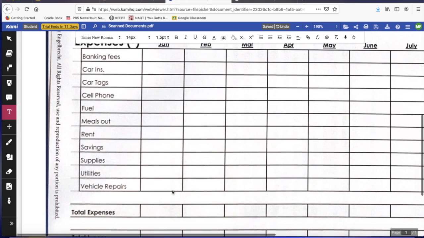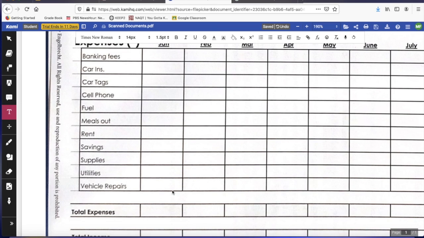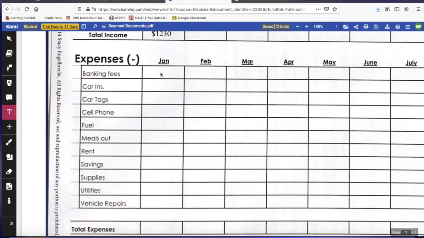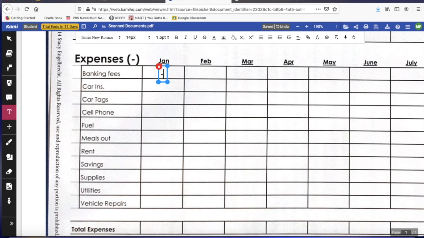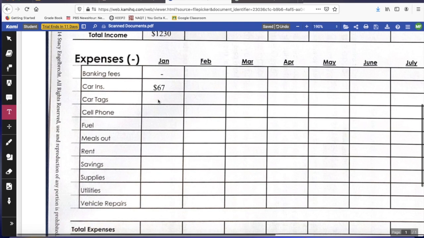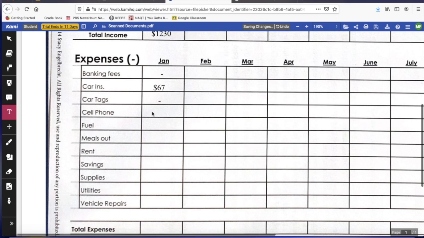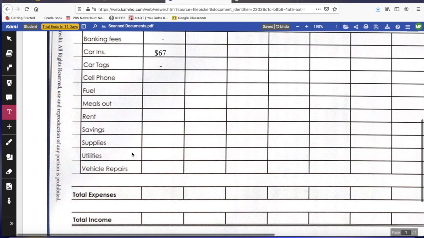So now you're going to go down to the expenses, and you're just going to fill in what he spent his money on. So it looks like he didn't have any banking fees because we didn't talk about that yet. He did have car insurance, so you need to account for that for $67. He didn't have any car tags. And then you fill in the rest down the whole month.